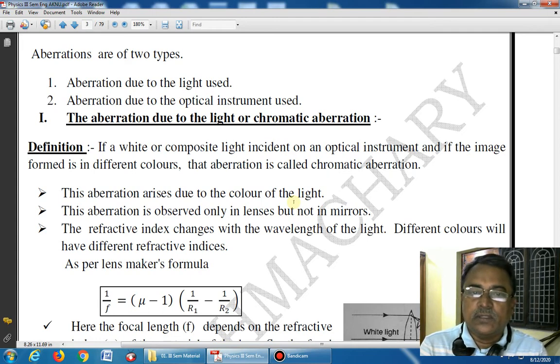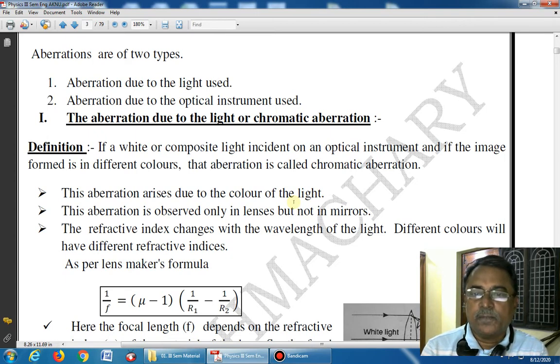If this wavelength changes, then the color of the light also changes. That means the wavelength of the light and the color of the light are interrelated. That means if the wavelength changes, then the color of the light also changes.